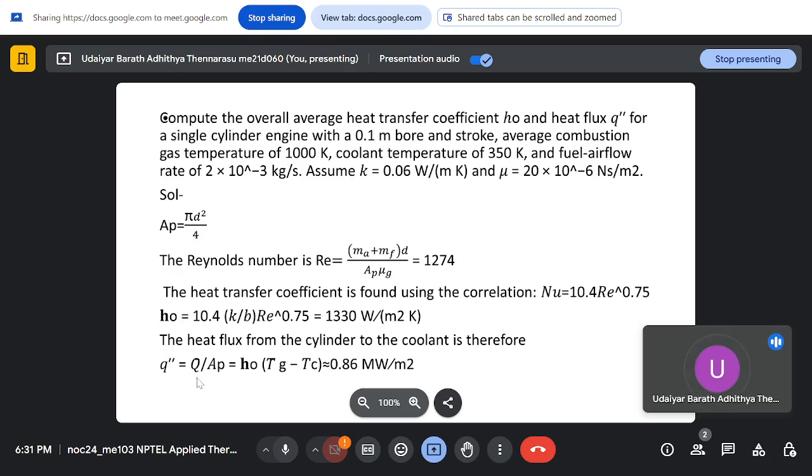Next, the heat flux from the cylinder to the coolant is therefore q by A_p, which is h naught into (Tg minus Tc). So h naught we have already calculated, 1330, into gas temperature 1000 Kelvin minus coolant temperature 350. This comes out to be 0.86 megawatt per meter square.